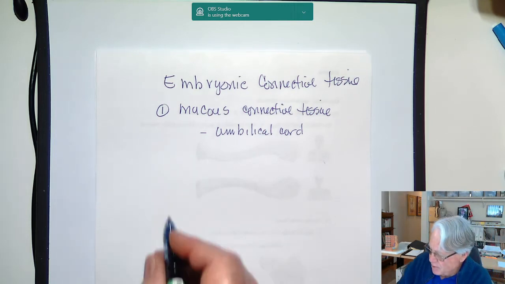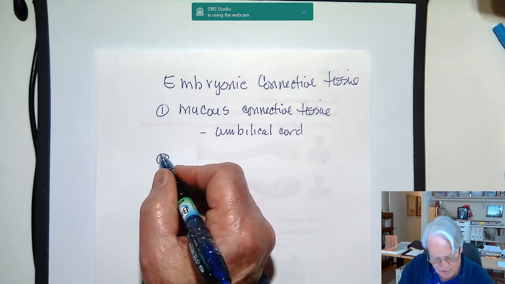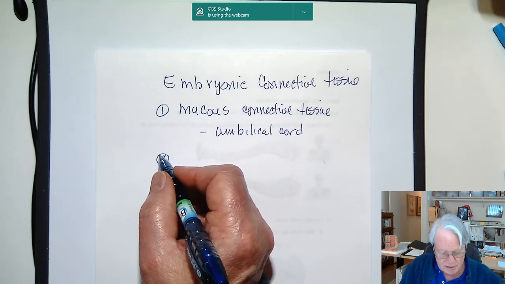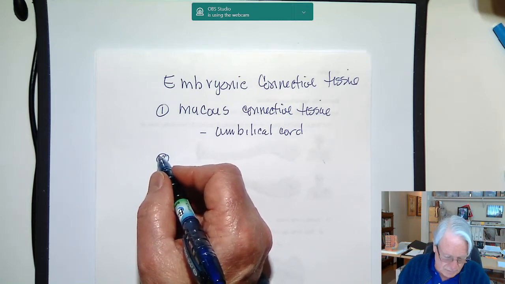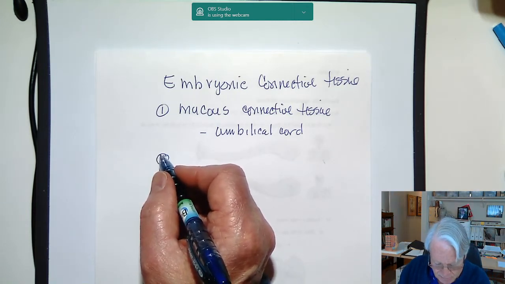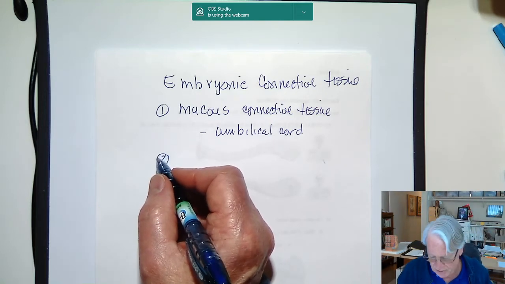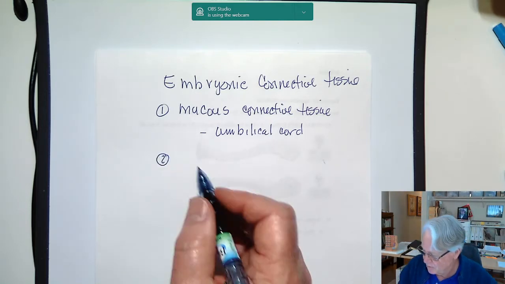The second type of embryonic connective tissue is, I'm sorry, is mesenchymal connective tissue.